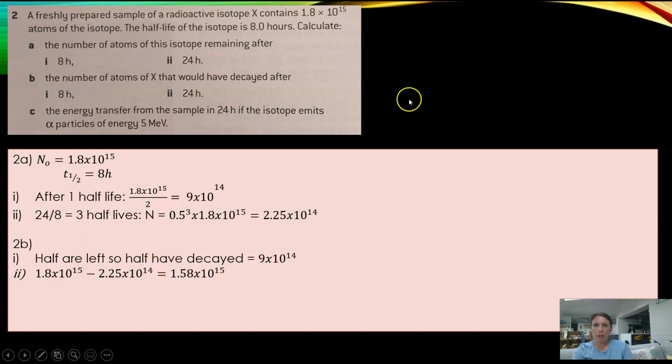For the other one, you just need to calculate. If you do what you initially had here, take away what you've got left over, which is here, you get what's left, which is 1.58 times 10 to the 15, which is 1.6 times 10 to the 15 to 2 significant figures.